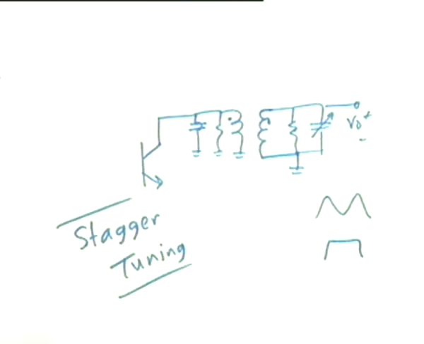Both increase the skirt selectivity, that is, they sharpen the response. Synchronous tuning is used when you have a very narrow band, whereas stagger tuning is used when you have a larger band to be tackled. We shall perhaps take some examples in the problem session. We now go over to wide banding techniques.